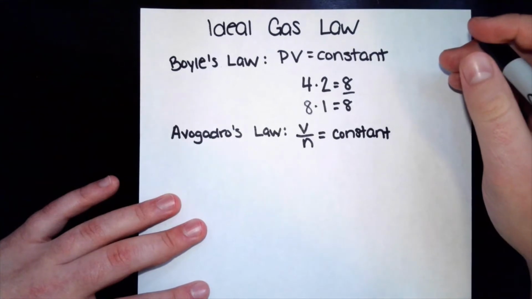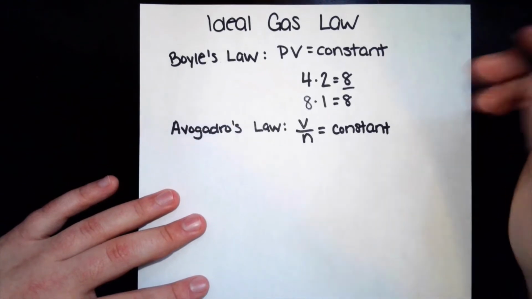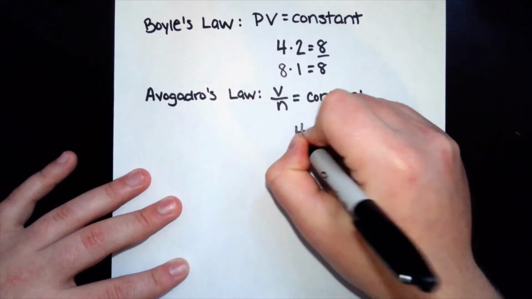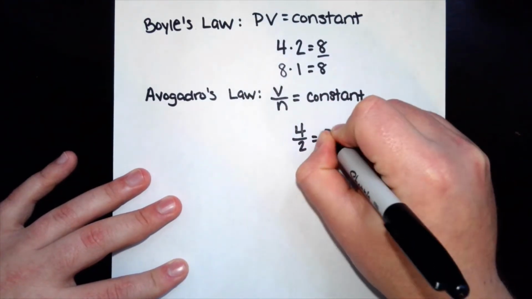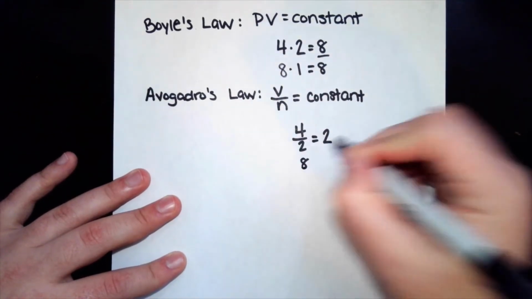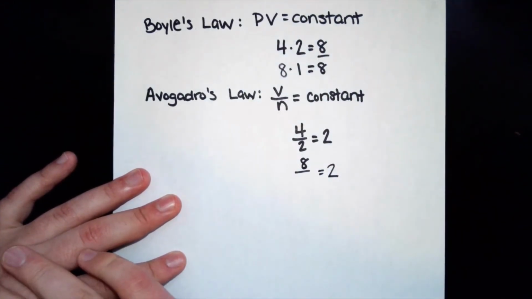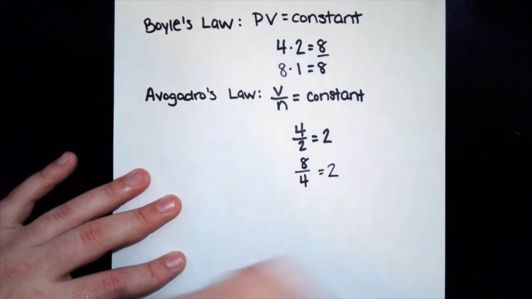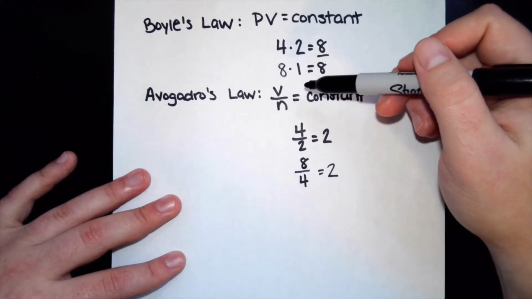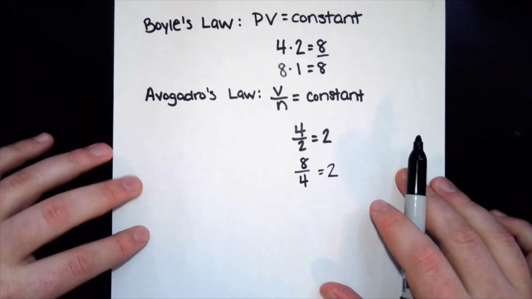So now if you have two things divided by each other equal to a constant, what does that say about their relationship? Let's do another easy mathematical example. So let's say we have 4 divided by 2. That's equal to 2. If I increase 4 to 8, well, I have to keep it equal to 2 because it's a constant, right? So now I have to increase 2 to 4. So this kind of relationship shows that there's a direct relationship between volume and the number of moles. If one goes up, the other also has to go up.